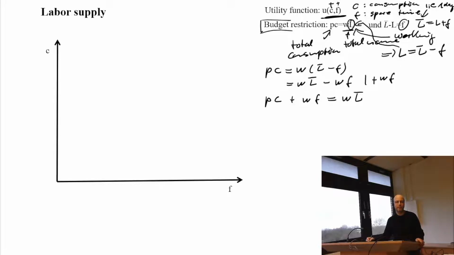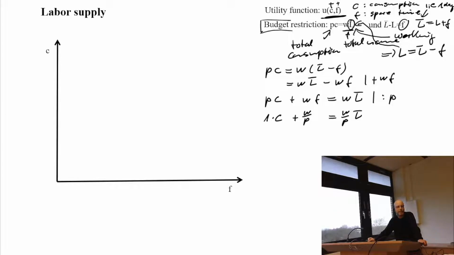In a minute you will see why I do all these calculations. Now we divide by P, and then we have 1 times C plus W over P. Remember, these are real wages. This equals W over P times L bar.